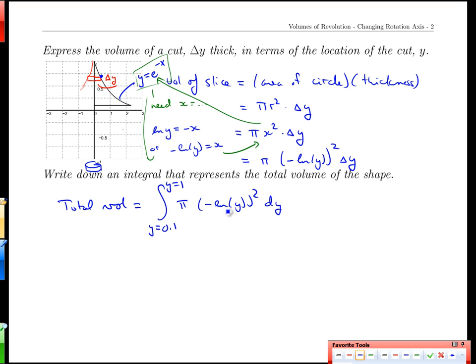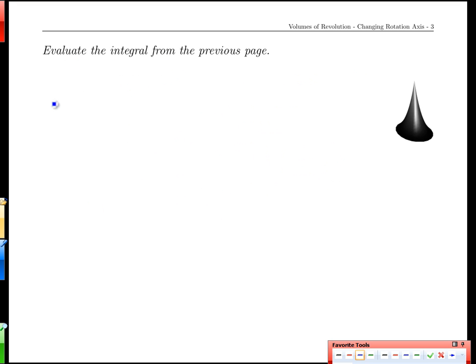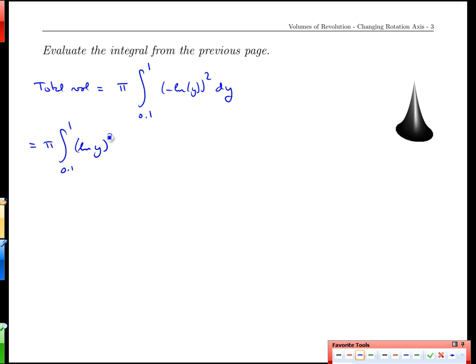So we will notice very quickly that this integral is a little more complex than some of the earlier ones we've had. So let's take a look at how we'd evaluate it. We have the total volume is equal to pi out front, integral from 0.1 to 1 of negative ln of y squared dy. And notice that the negative here doesn't matter because we're going to square it. So we can write that as pi, integral from 0.1 to 1 of ln of y all squared.